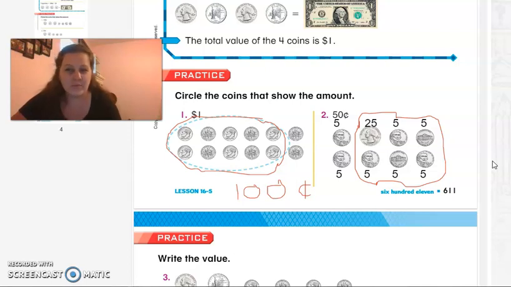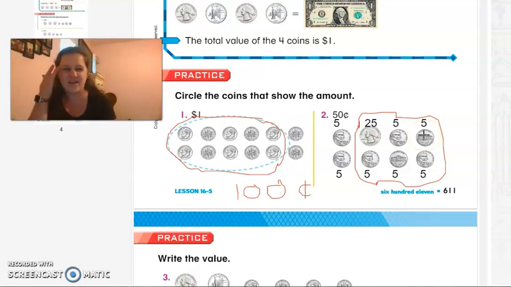Okay? Remember, when you're adding them up, always start with the biggest number. And guys, please use your fingers if you need to. All right? 25 plus 5. Each time you can do it. 25 plus 5. 26, 27, 28, 29, 30. All right, now I got 30. I'm going to add 5 more. 31, 32, 33, 34, 35.